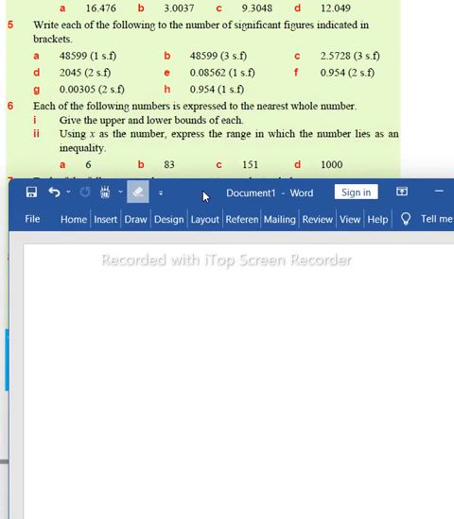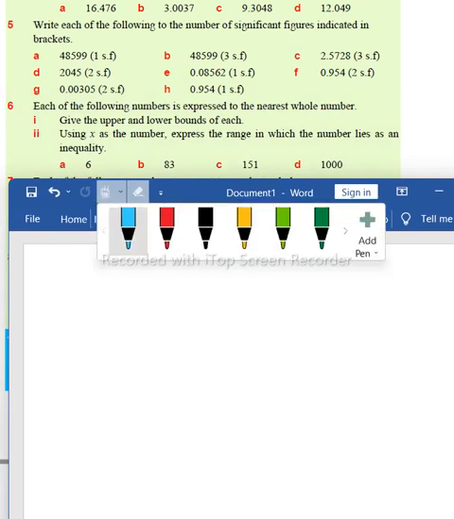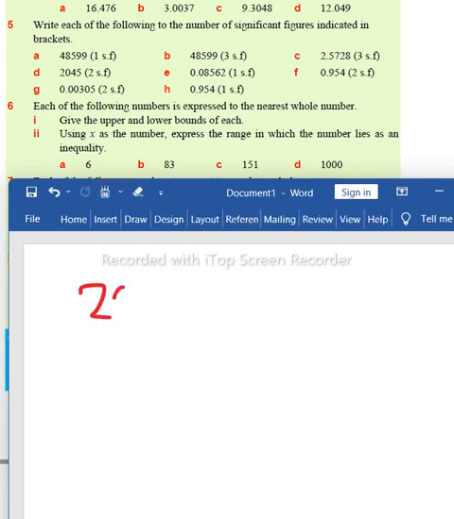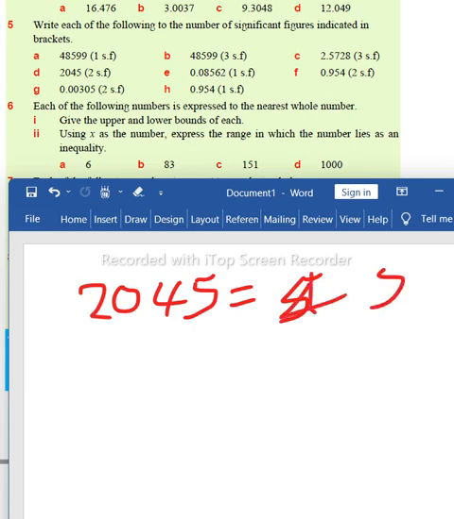Let us do D, which says 20.45. We have this number. For significant figures we only count the numbers except 0. Don't count 0 here. We have only 3 significant, 0, 5 significant, 4 significant figure. This number has 5 significant figures.